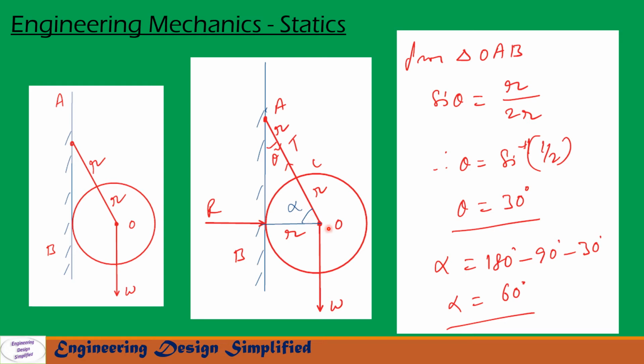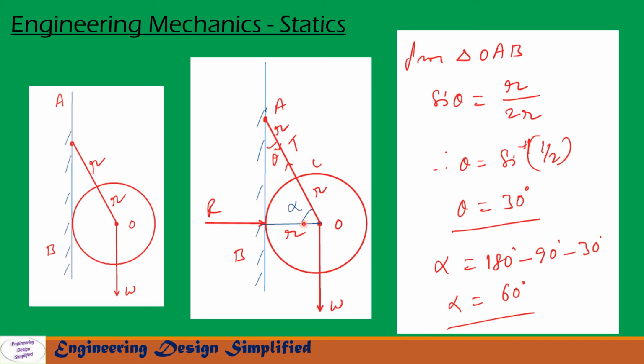So we have a triangle OBA, and one of the lengths is R and the other length is R plus R, 2R. So from this triangle OAB, sin theta can be written as R by 2R. So theta can be written as sin inverse 1 by 2, as the R and R can be cancelled here. So theta equal to 30 degrees.